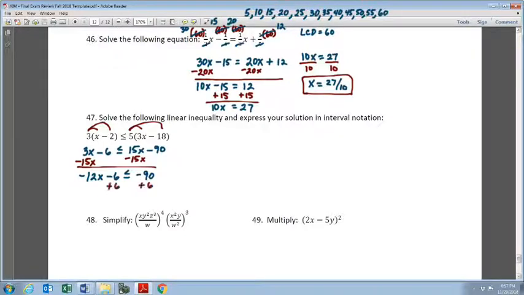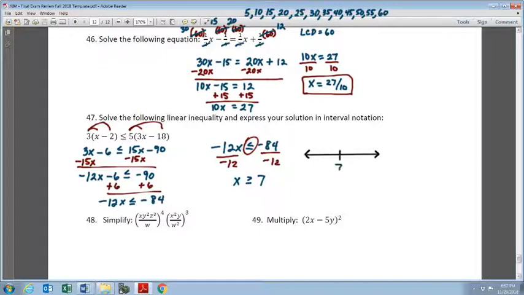So let's go ahead and add 6 to each side. We get negative 12x is less than or equal to negative 84. Now notice we need to divide by negative 12 here. I'm just writing it up here where we can have a little more space. When we do that, though, we're going to have to flip that symbol. And so this becomes x is greater than or equal to 7.